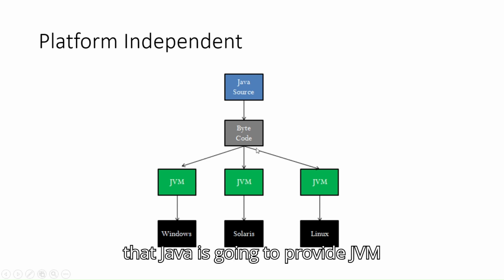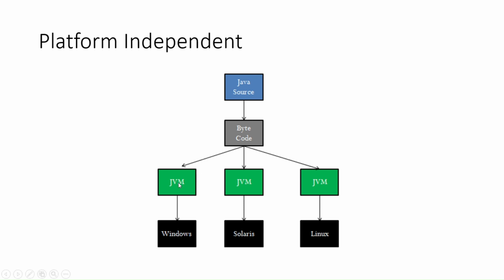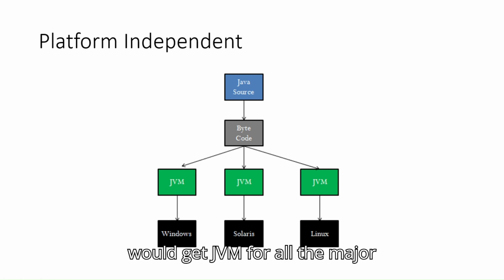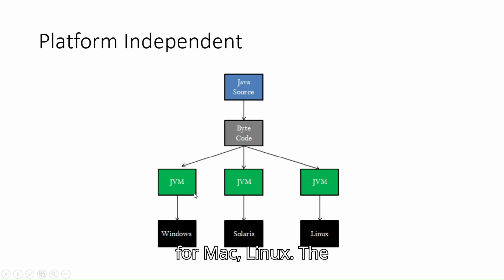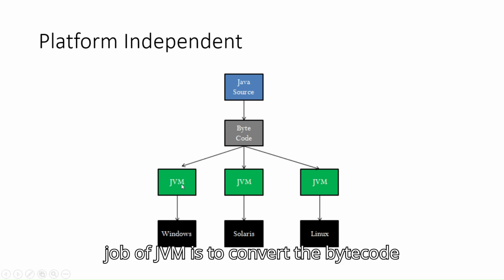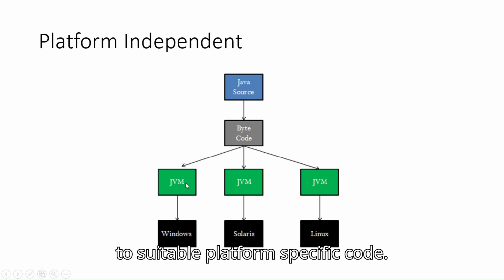For that, Java provides JVM, which is called the Java Virtual Machine, which comes as part of JDK. Once you install JDK, JVM will be part of your platform. You would get JVM for all the major platforms like Windows, Solaris, Mac, Linux. The job of JVM is to convert the bytecode to suitable platform specific code.